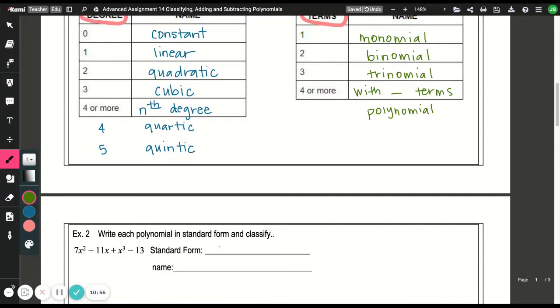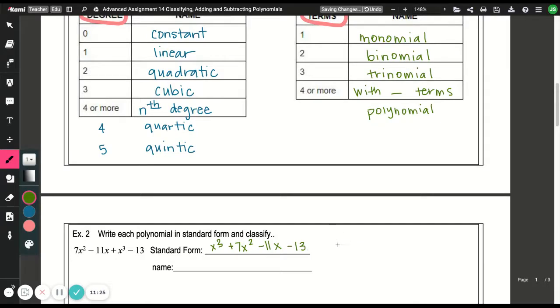So we're going to practice using that. We're going to write these in standard form, and then we're going to name them. They need 2 names. Naming also classify. Okay, so standard form, biggest exponent first, x cubed, plus 7x squared. Then the x to the first, minus 11x, and then the constant at the end by itself.